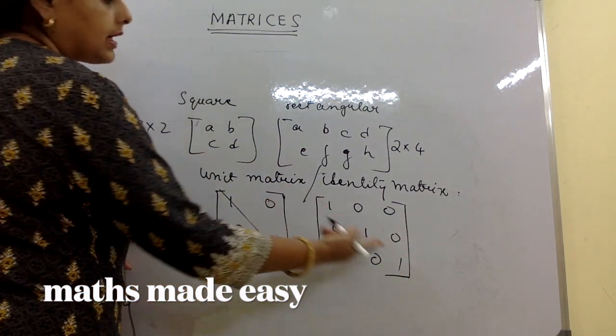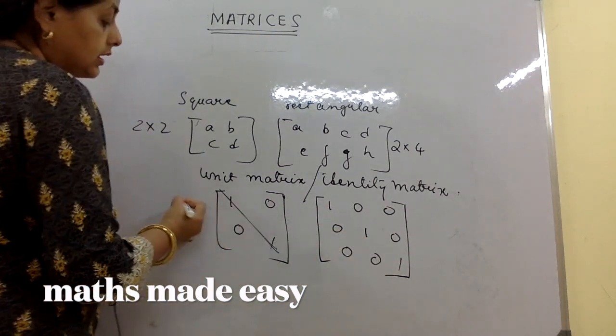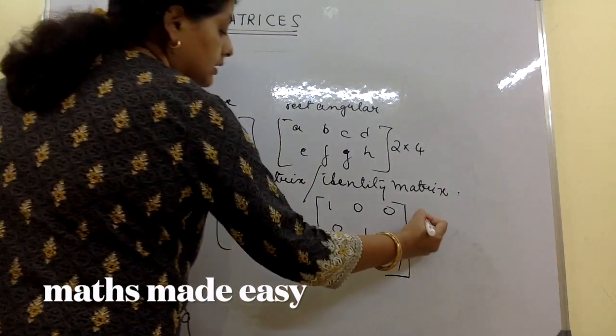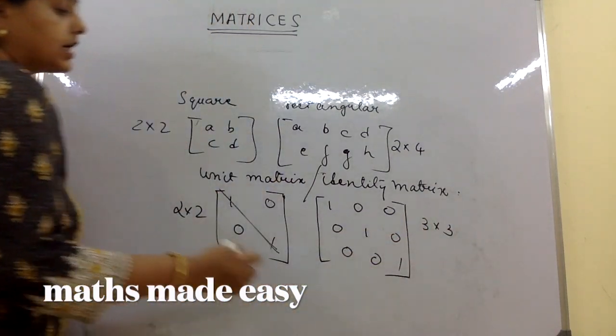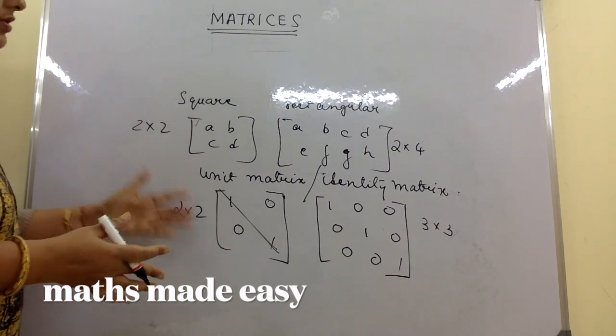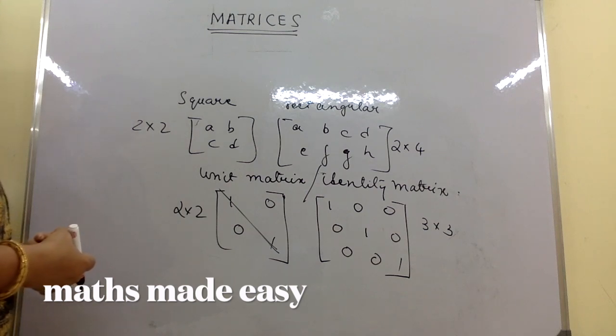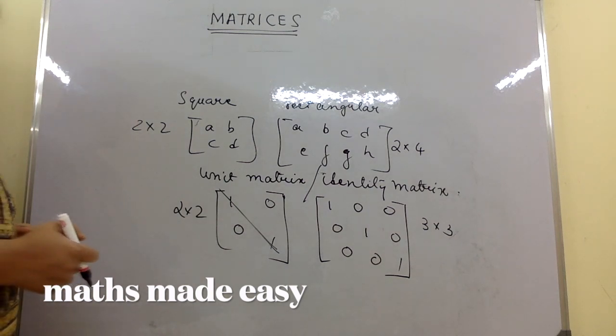So here again the diagonal elements are 1. So this is a 2 by 2 unit matrix, and this is a 3 by 3 unit matrix. So remember, a unit matrix has to be a square matrix, okay. So these are my different unit matrices. Apart from this, we also have the diagonal matrix, okay.